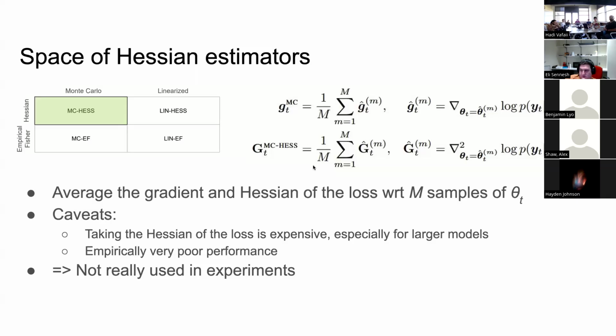Some caveats are that taking the Hessian of the loss is not as bad as taking the Hessian of the whole deep neural network, but it's still pretty expensive, especially for larger models. And empirically, they find that the performance of this is actually terrible. They don't even really bother to show it in the plots because it's just awful compared to everything else they tried. So the Monte Carlo is just for the estimation over your posterior? Yes.